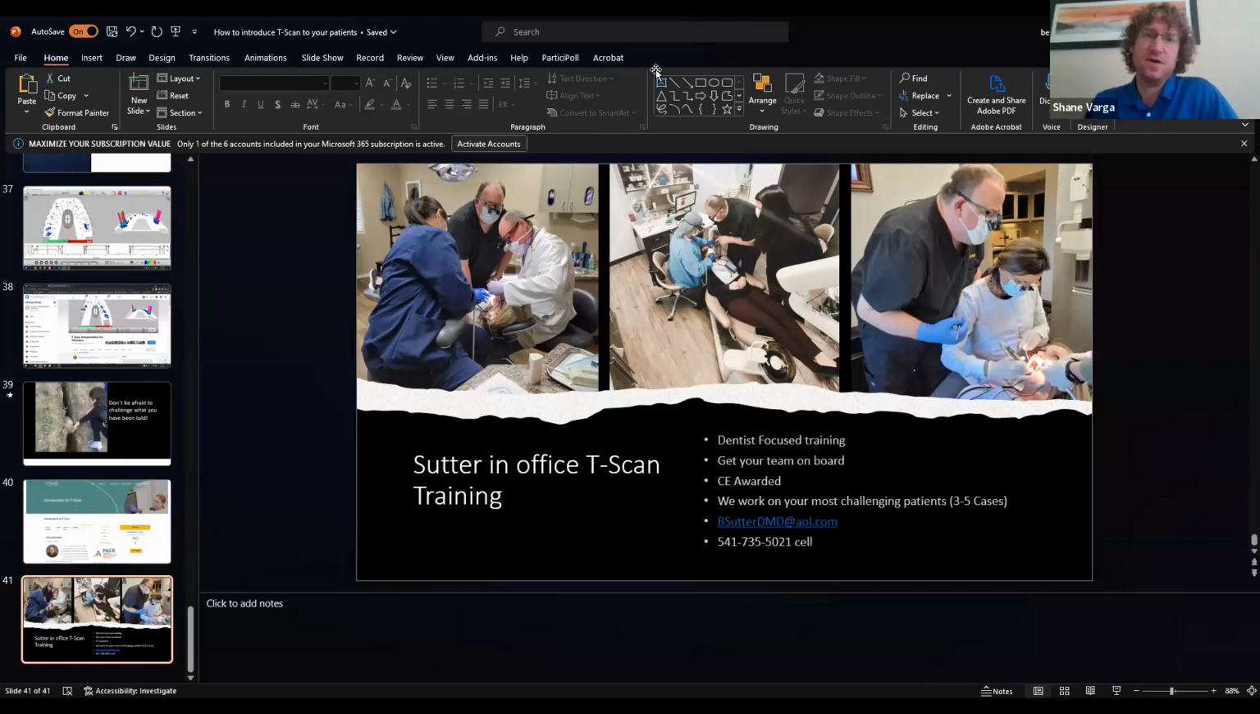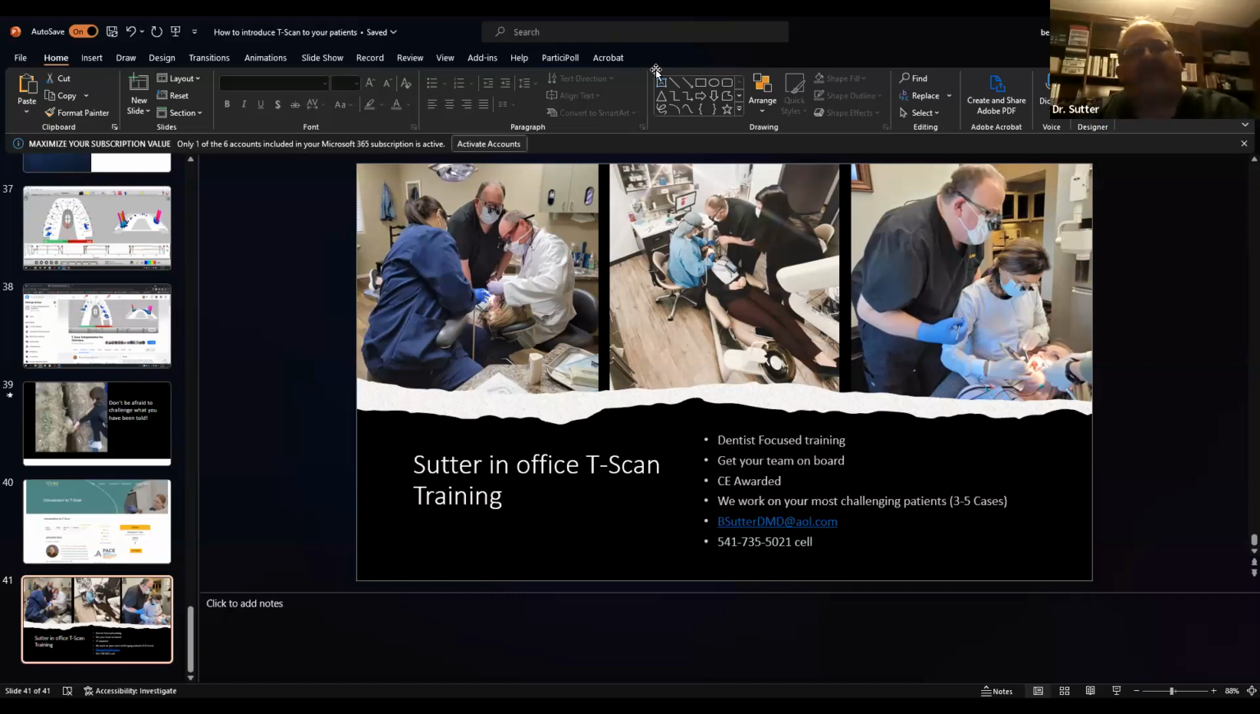Thanks, Dr. Sutter. While we're waiting for some questions to come in, when you're doing your T-scans, whether it's a new patient, a patient in hygiene, or someone that's just seeking you out for occlusal information, do you do a complete set? Are you doing just a CO bite or multi-bite, or are you actually doing the excursions as well?